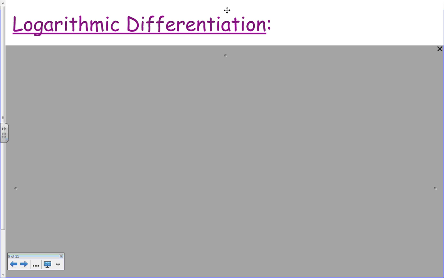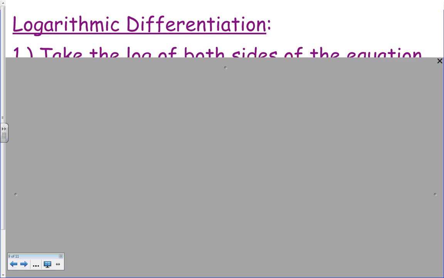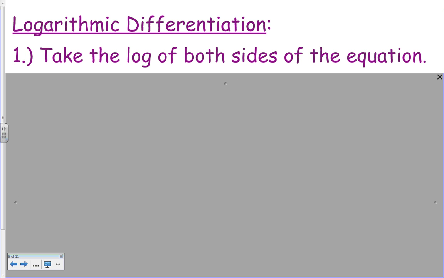Logarithmic differentiation. There are basically three steps that we're going to go through to be able to use this technique. Let's just write down what those steps are. The first step is to take the log of both sides of the equation. Regardless of whether the problem involves logs or not, we're going to take the log of both sides. The reason for doing that is that we can then use some properties of logs to help us simplify the problem. In some cases, that's all we're doing. And in other cases, as we'll see, this is the only technique we'll have in order to find the derivative of that particular function.